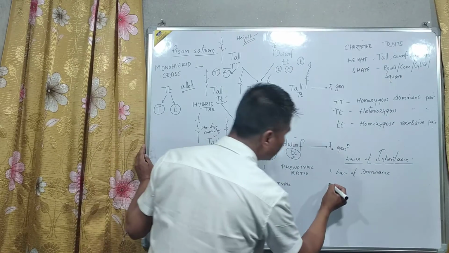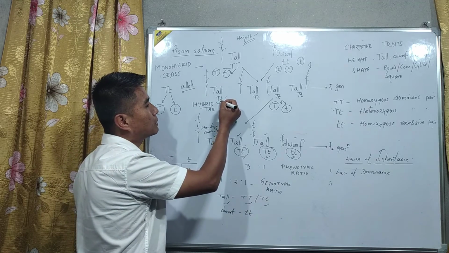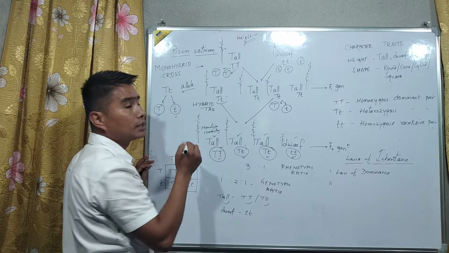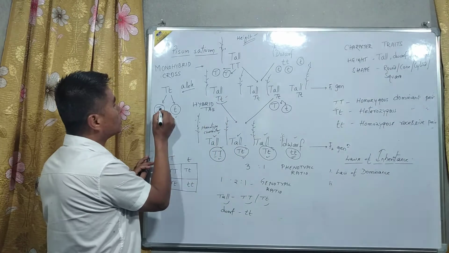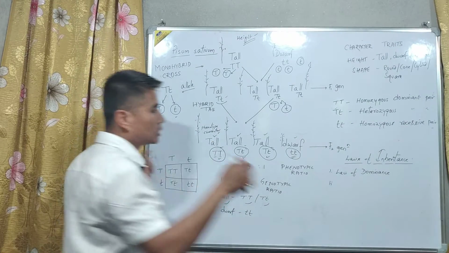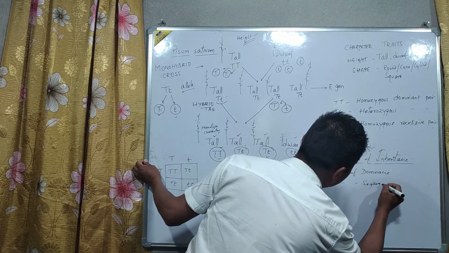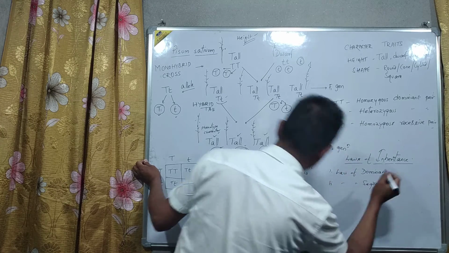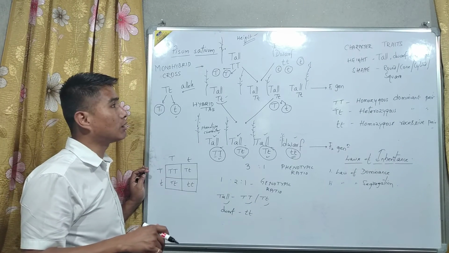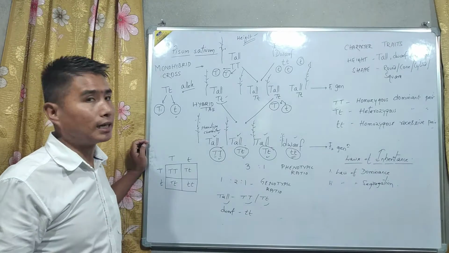And number 2 is, this pair of contrasting factors, during the formation of gametes, they separate. That means capital T went in one gamete, small t went in another gamete. They separate. They don't go together in both the gametes. They separate during the formation of gametes. This is known as law of segregation. Now the third law is known as law of independent assortment, which I'll explain in the next video, that is in the dihybrid cross.